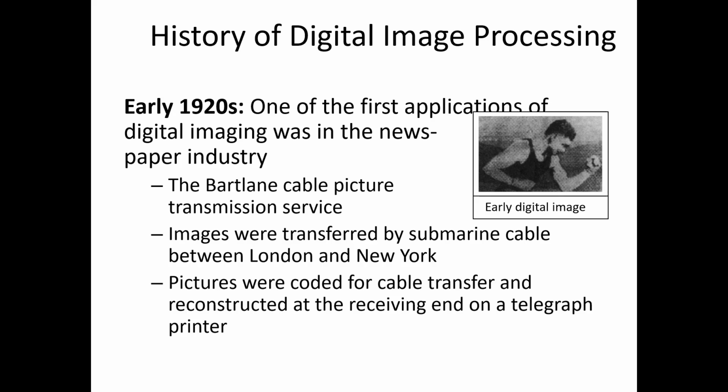Then we can see the history of digital image processing. In the early 1920s, one of the first applications of digital imaging was in the newspaper industry. So this is an early digital image. The Bartlane cable picture transmission service transmitted images by submarine cable between London and New York. The pictures were coded for cable transfer and reconstructed at the receiving end on a telegraph printer.